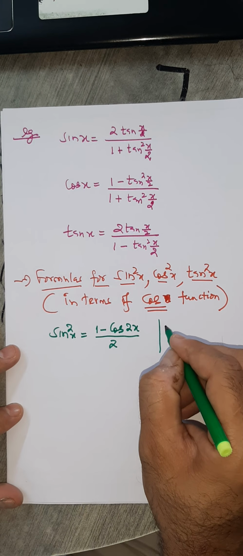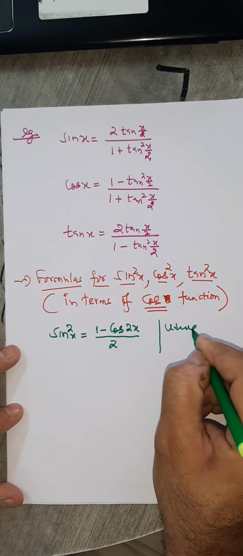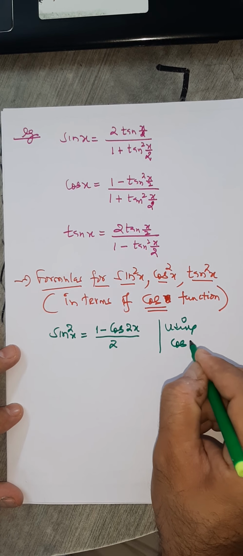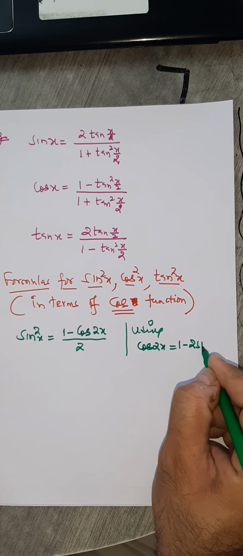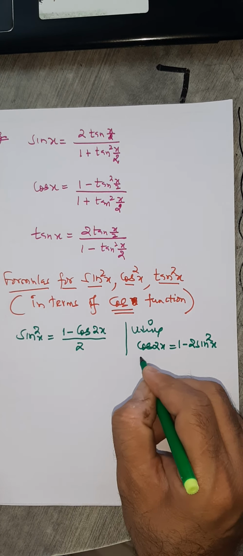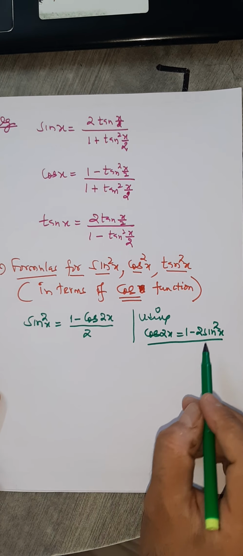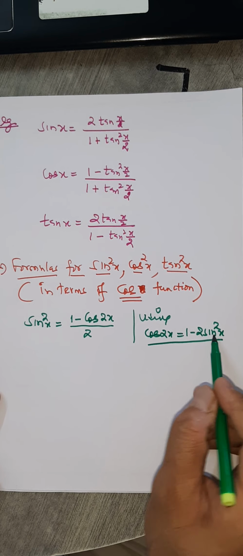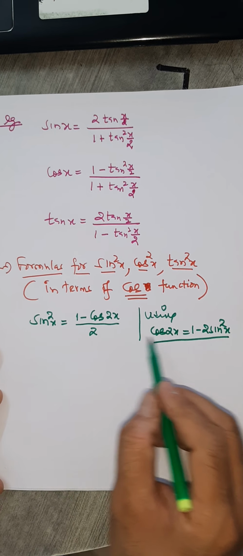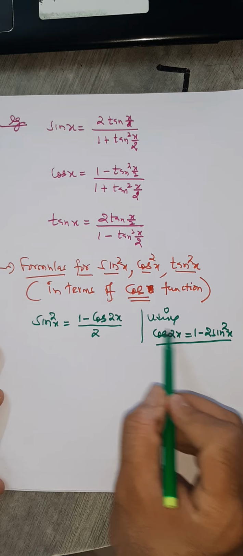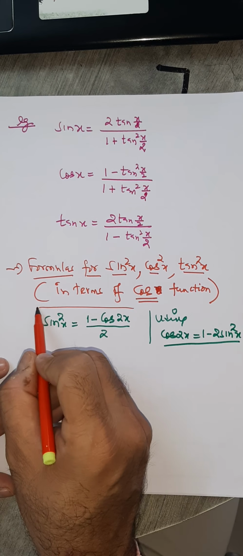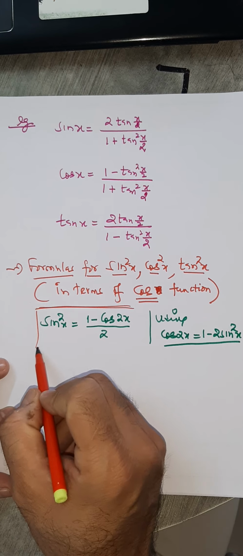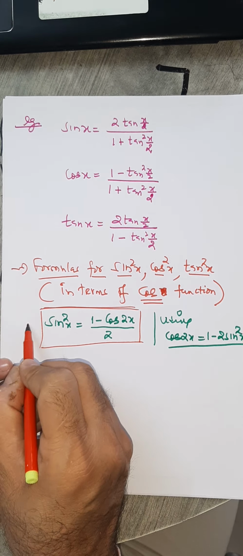Using cos 2x equals to 1 minus 2 sine square x, make the sine square as a subject of the expression, you will get this. So this is very, very important formula, remember. Okay. So one is this.